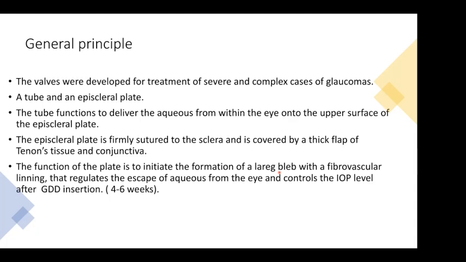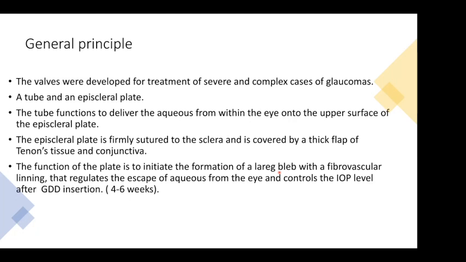In any valve, there is a plate and a tube. The tube is inserted inside the eye, and it will take the aqueous from the anterior chamber to the surface of the plate that is secured to the sclera. Now, around the plate, there is initially a bleb, and this bleb will have a fibrovascular coat, so it will form a capsule, a fibrovascular capsule.